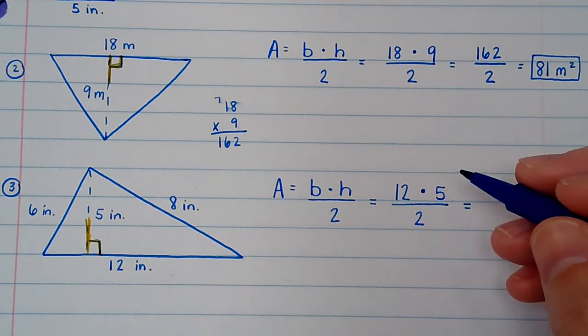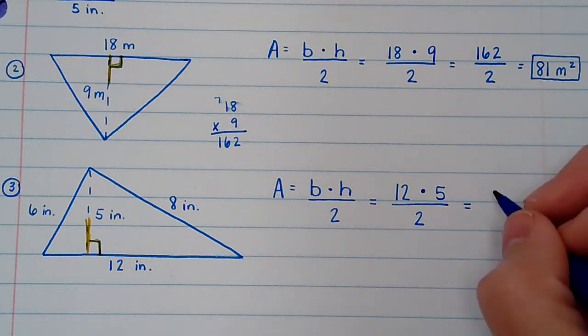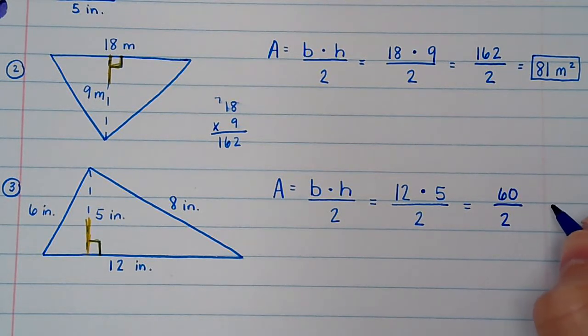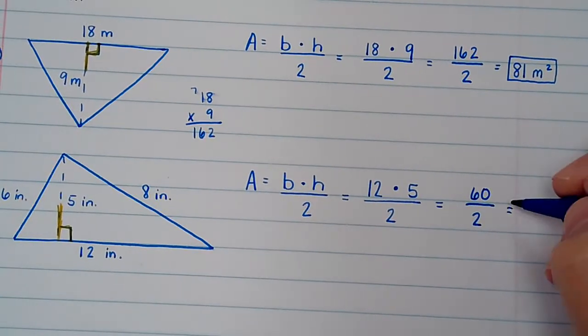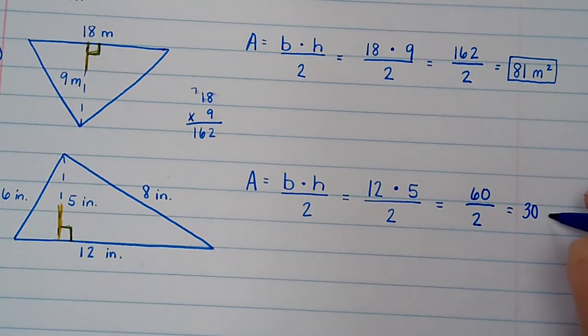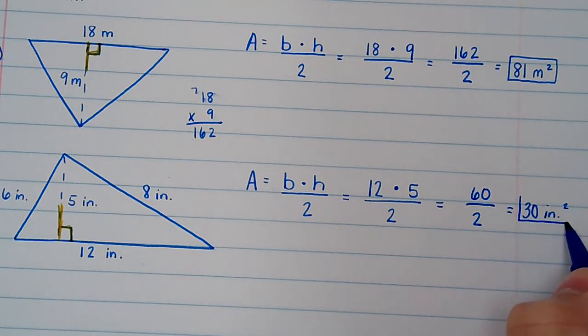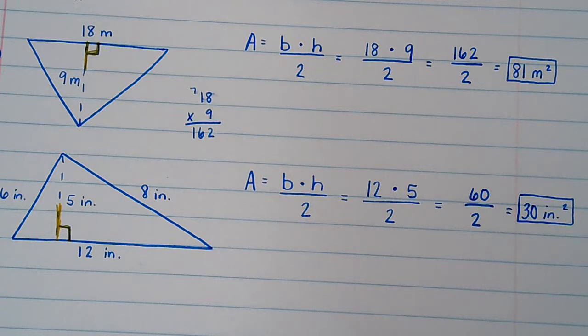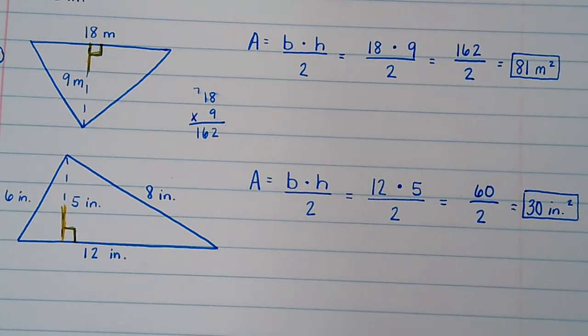All right, so do what's on top first. 12 times 5 is 60. And 60 divided by 2 is going to leave us with 30 inches squared. We're still doing squared because it's still area. Remember, area is how many squares it takes to fill up the shape.